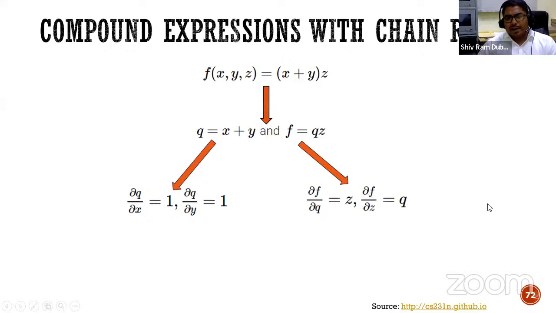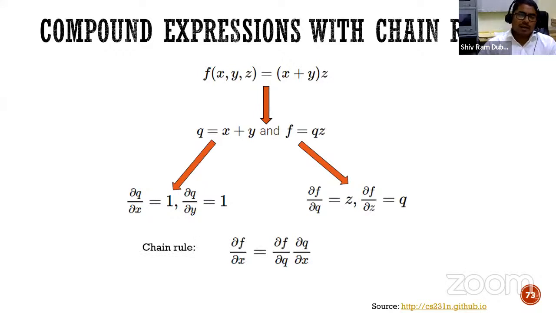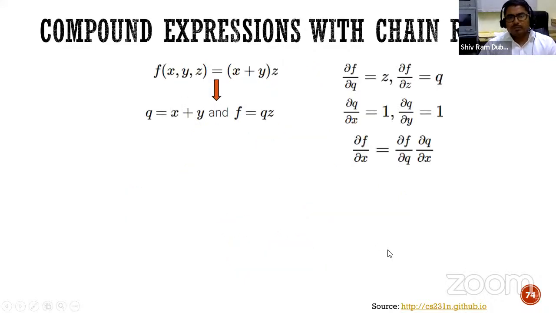So if we can get this, then using chain rule, we can get del f by del x, because at the end, what are we interested to compute? We are interested to compute del f by del x, del f by del y, and del f by del z. So now we can compute del f by del x as del f by del q into del q by del x. If we know del f by del q and del q by del x, then we can get del f by del x using this chain rule.